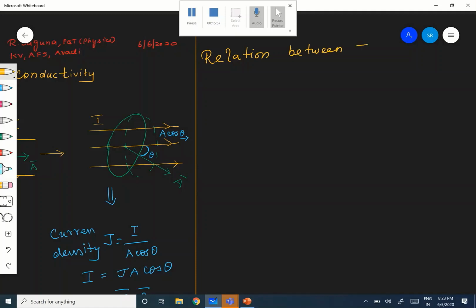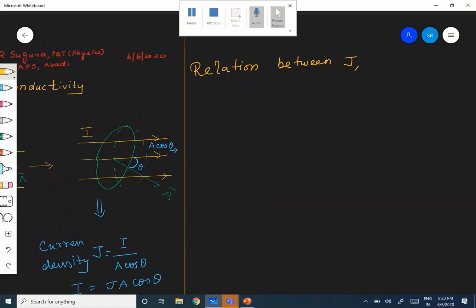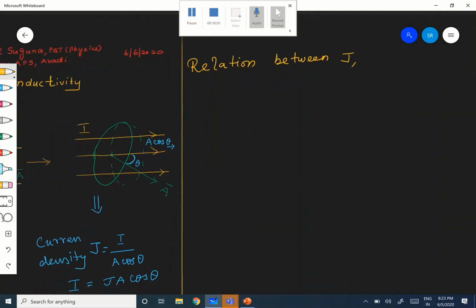J, current density, and sigma, conductance, and E. Very, very important. It has a lot of significance, maybe I will tell you later. Sigma, J, sigma and E. Let us use another color, green. So now we know how conductance, current density and electric field intensity are all related.